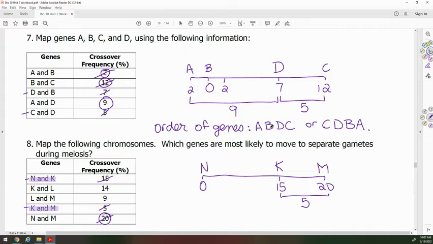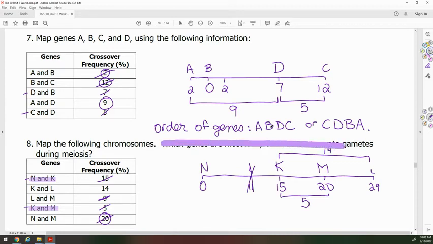Next, L and M are a distance of 9 away from each other, which means L is either 20 plus 9, so 29, or it can be at 20 minus 9, which is 11. Either way, we've got 9 away from M. Let's look at the distance from K. It is 14 away from K. K plus 14 is 29, which means L has to be at 29.